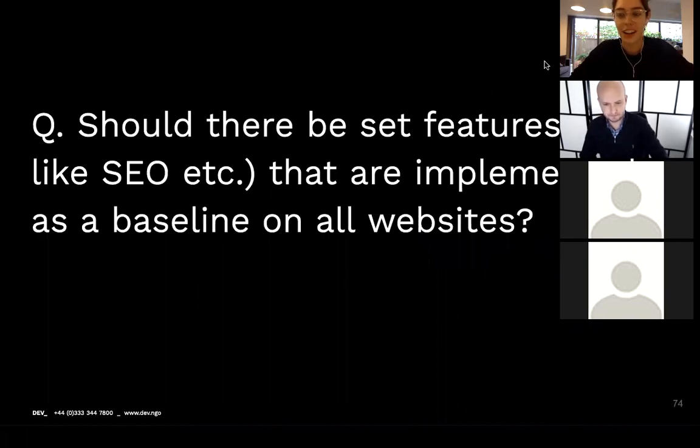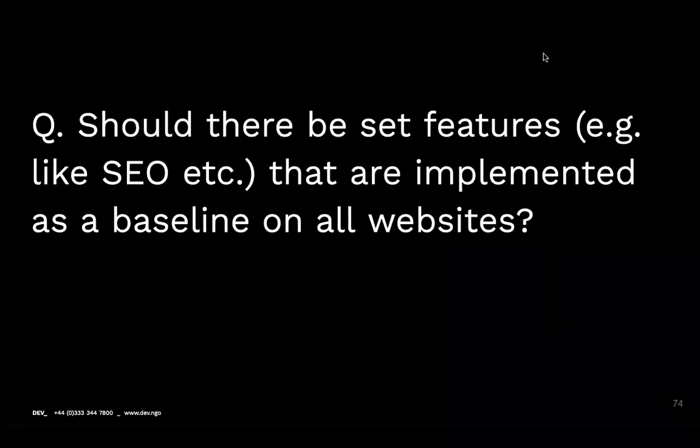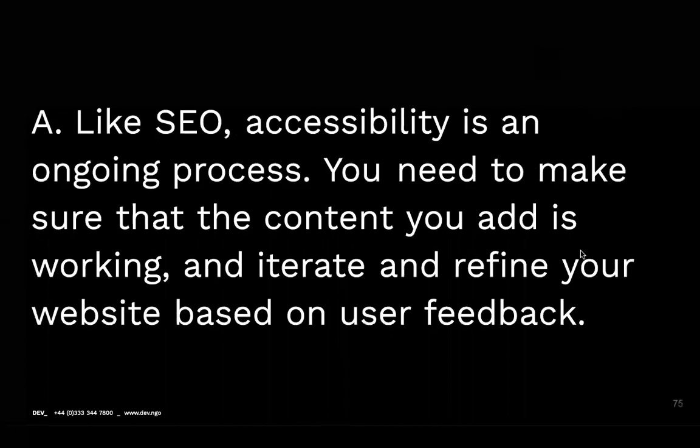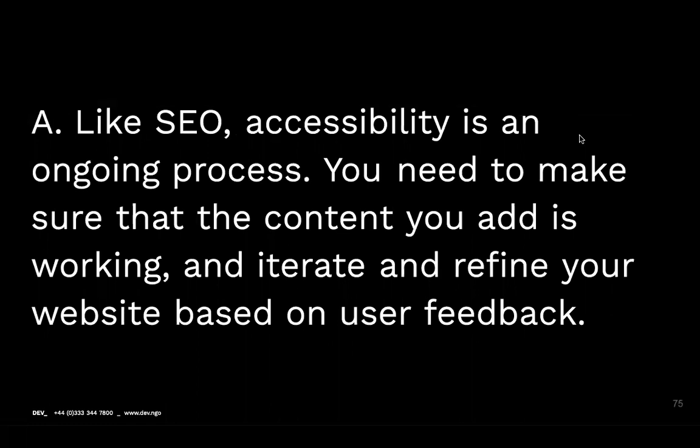So the next question, this was quite a fun one, was: should there be set features, e.g. like SEO, etc., that are implemented as a baseline on all websites? And I like this one because actually SEO isn't a feature. And like SEO, accessibility is an ongoing process. So you need to make sure that the content you add is working and iterate and refine your website based on user feedback.